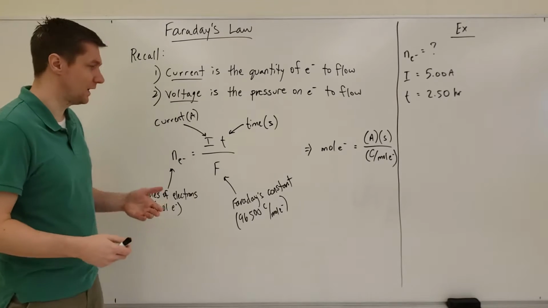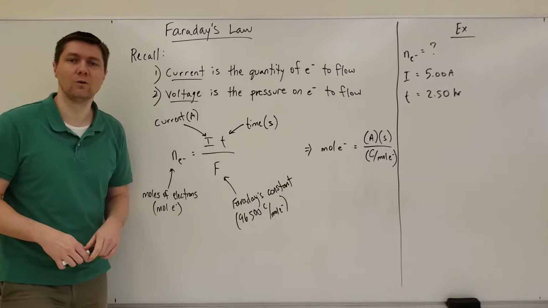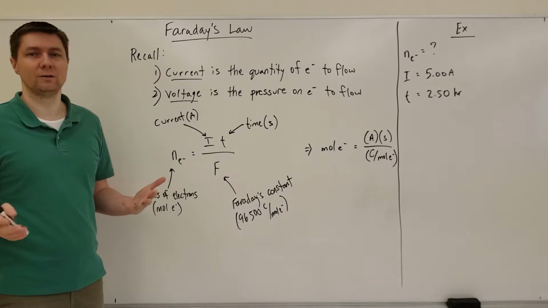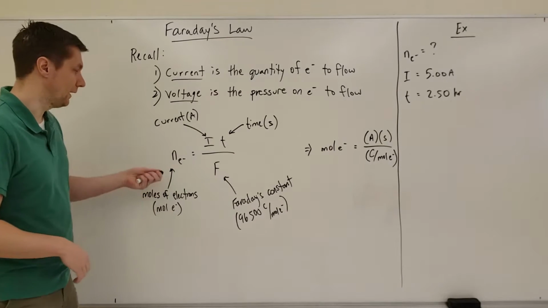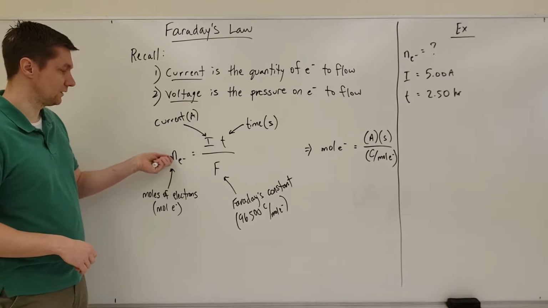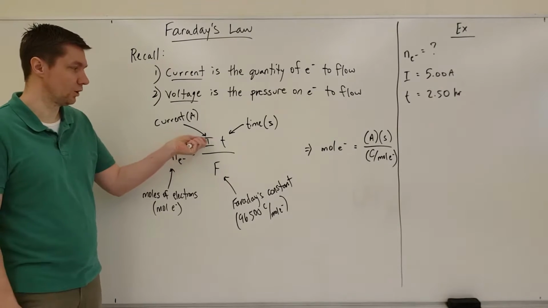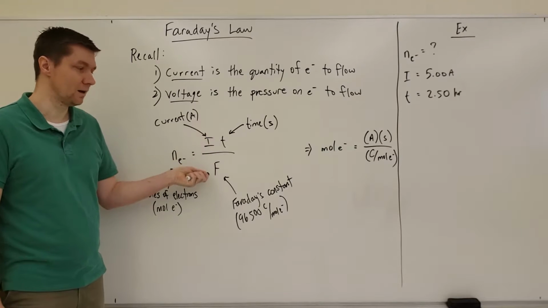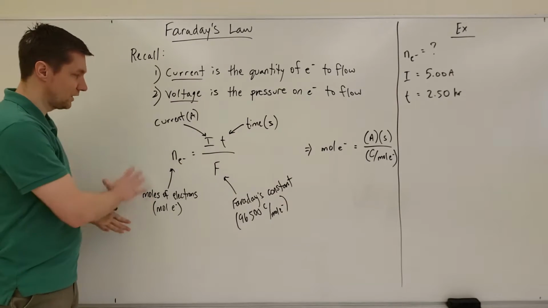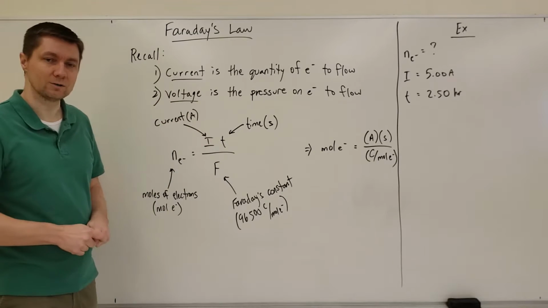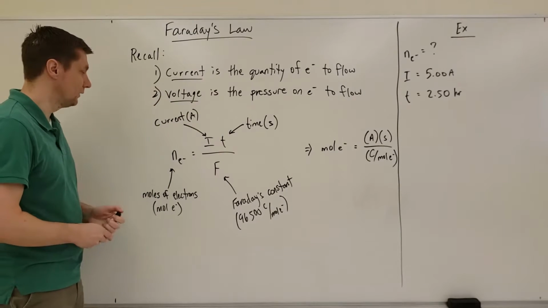Now for Faraday's law, this is the formula that you need to know. And this is a formula that's not found in your data booklet, so it is a formula that you would need to have memorized. And it just reads that the moles of electrons is equal to the current times the time divided by a constant called Faraday's constant. And so here's just kind of a layout of the different parameters and variables that are found in this formula.